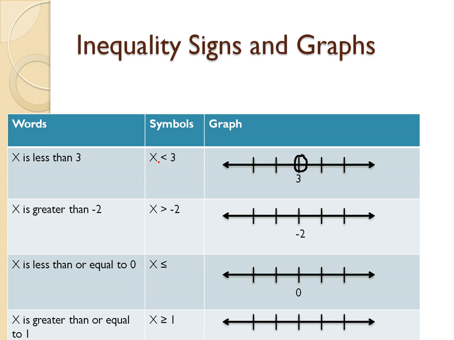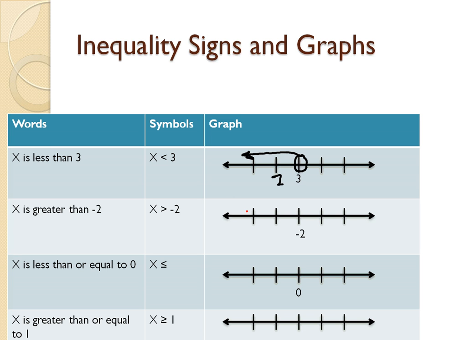So this means that all the answers that are less than the number 3 make this inequality true. So the number 2 would make this true. The number 1 would. So we would draw an arrow going that way in a number line.